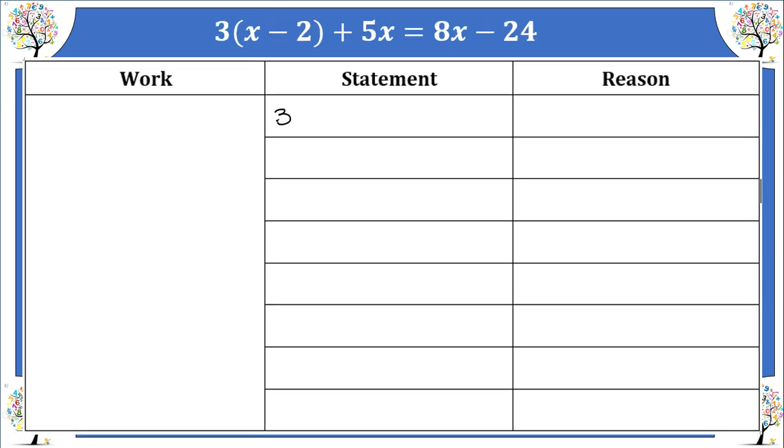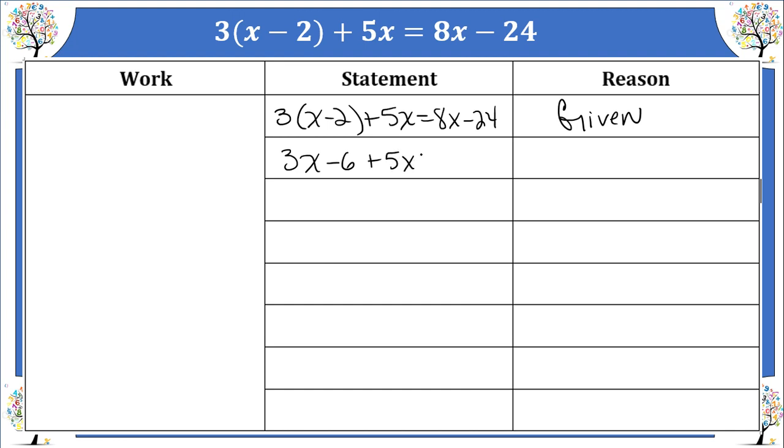Okay, look at example 2. We're going to write our statement on our first line, exactly the problem. This is called the given. Now, we need to first distribute, because if you have parentheses, that will be the first thing that we need to dissolve is the parentheses. So we're going to distribute the 3. So I'm just going to put the reason is the distributive property.